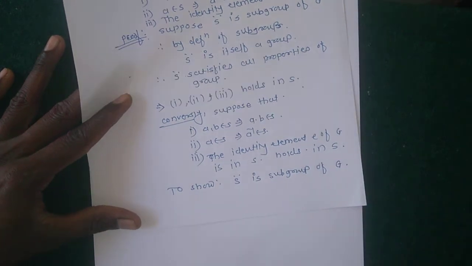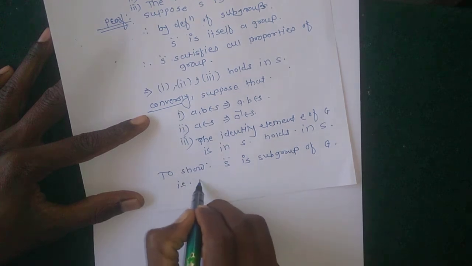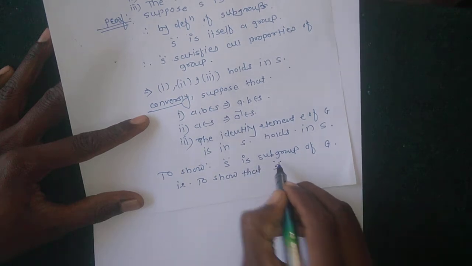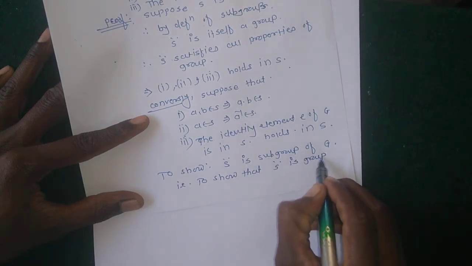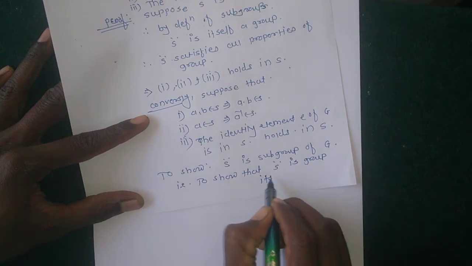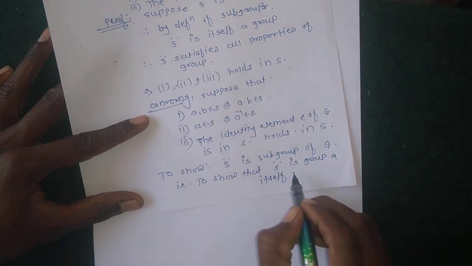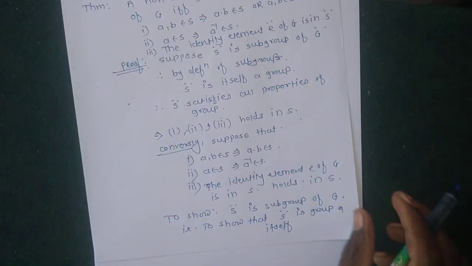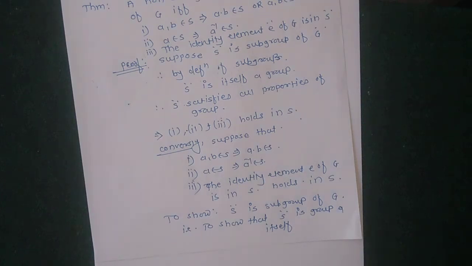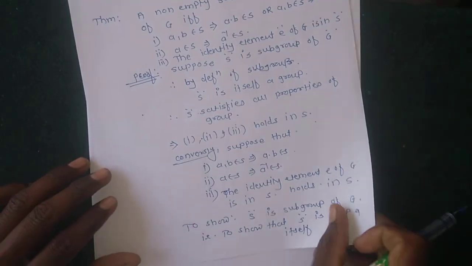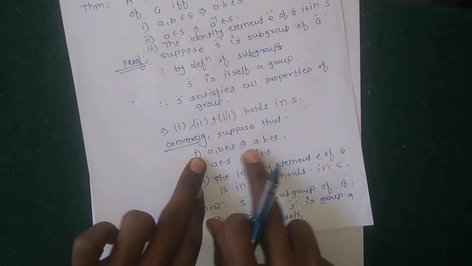That is to show that S is a group itself, with the same binary operation star. Okay, how to prove this? Here the first condition is the closure property. Okay, for the first condition, S is closed under the given binary operation.